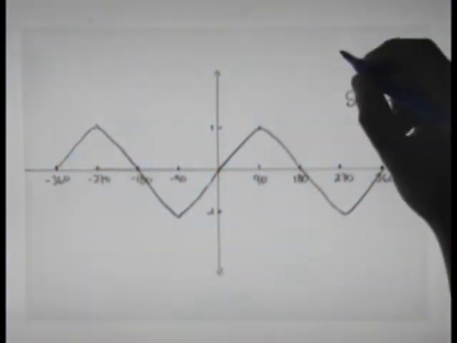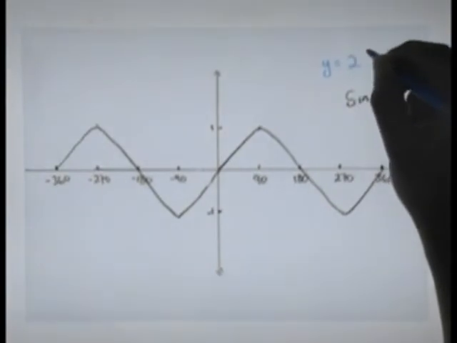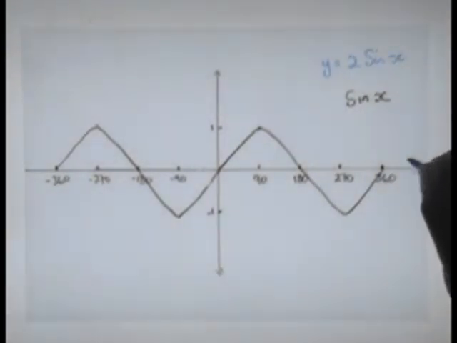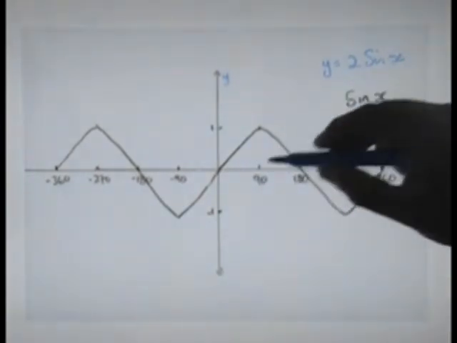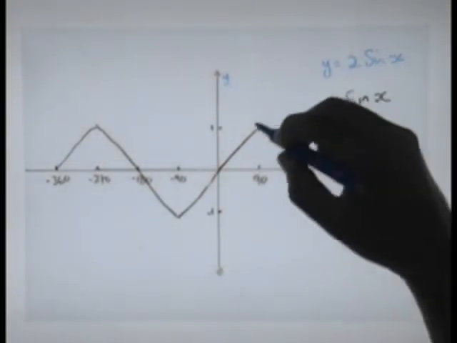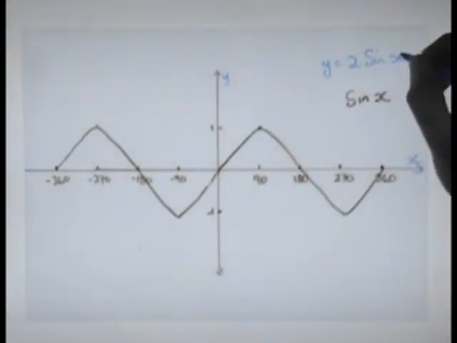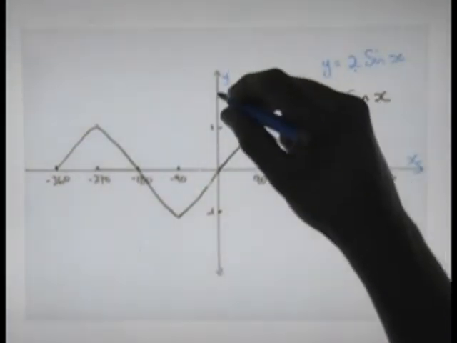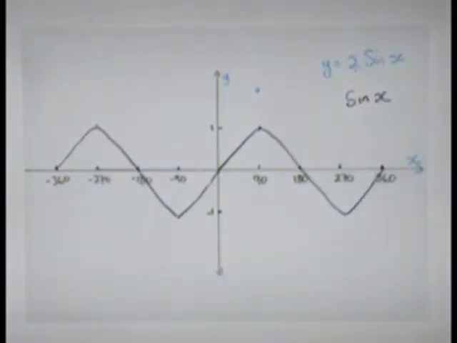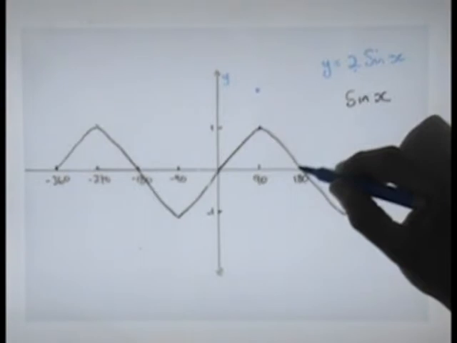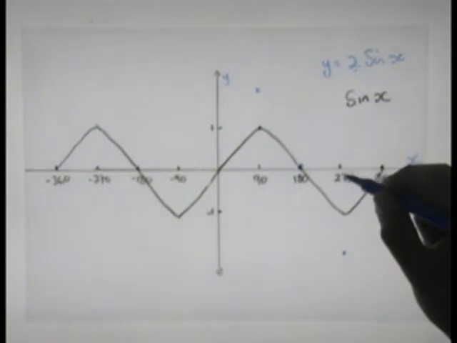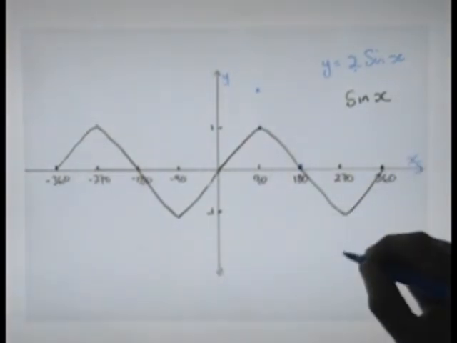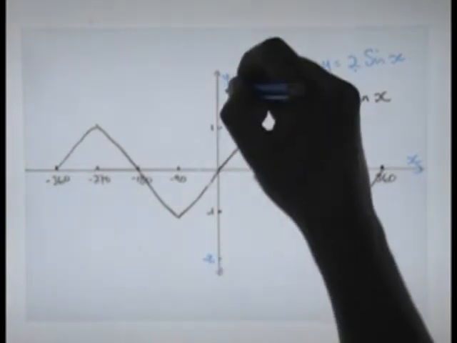The next graph we're going to look at is y is equal to 2 sine of x. Now think about this. When x is equal to 90 degrees, sine of 90 is supposed to be 1. 2 times 1 is equal to 2. Sine of 180 is 0. 2 times 0 is 0. Sine of 270 is negative 1. 2 times negative 1 is negative 2.